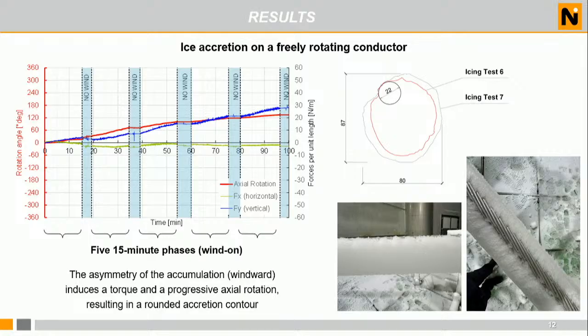It tends to become a rounded shape because the accretion is developing at the windward side, and since the torsional stiffness of the conductor is very low, the conductor progressively rotates, and we saw that this rotation is almost in a linear manner.